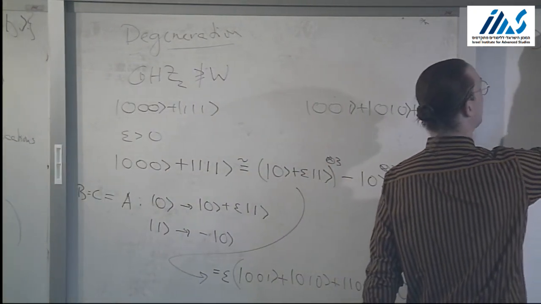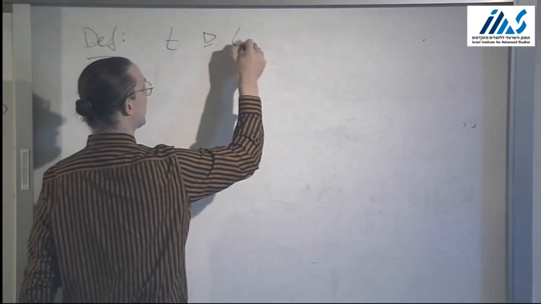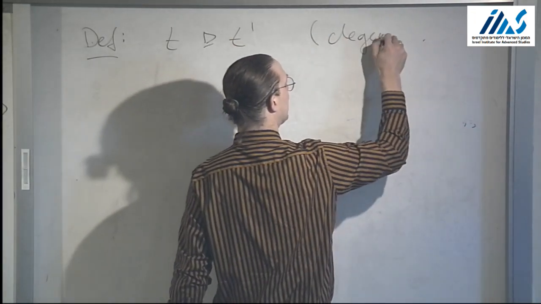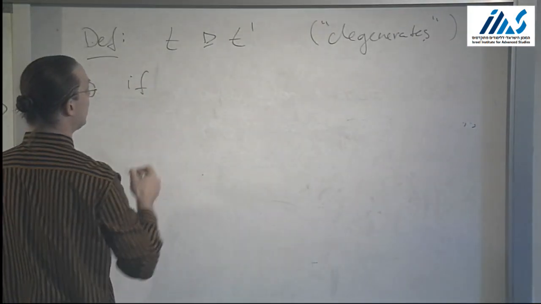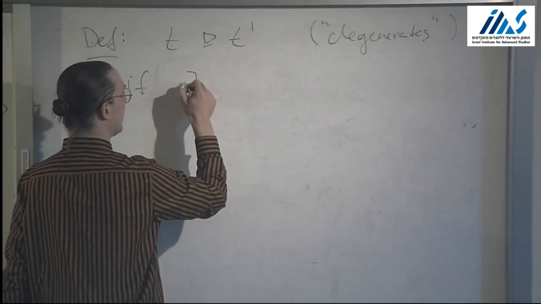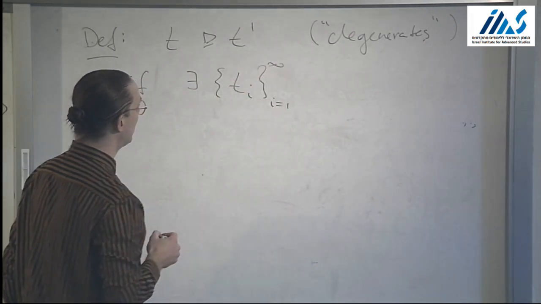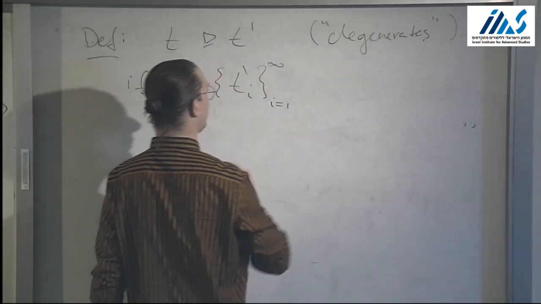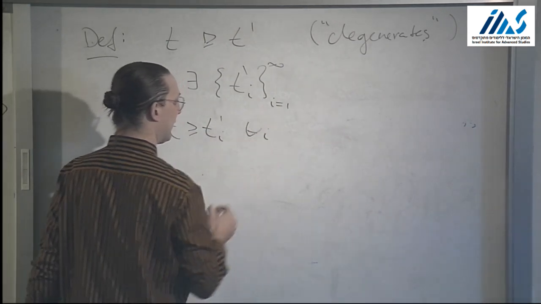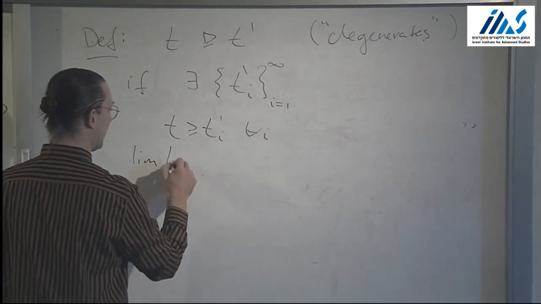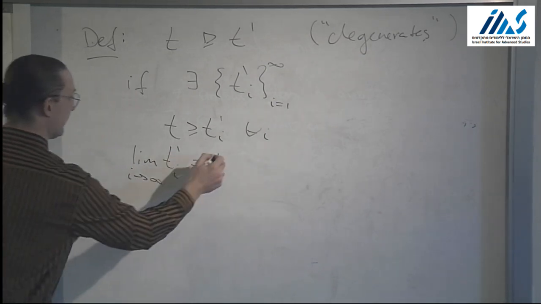then gives us this definition. And the definition is, we say that T degenerates to T prime if there is this sequence, and now in one of the exercise sheets there was a mistake, as Anders pointed out. There is a sequence of T_i prime such that T restricts to T_i prime for all i, and the limit of T_i prime as i goes to infinity is equal to T prime.